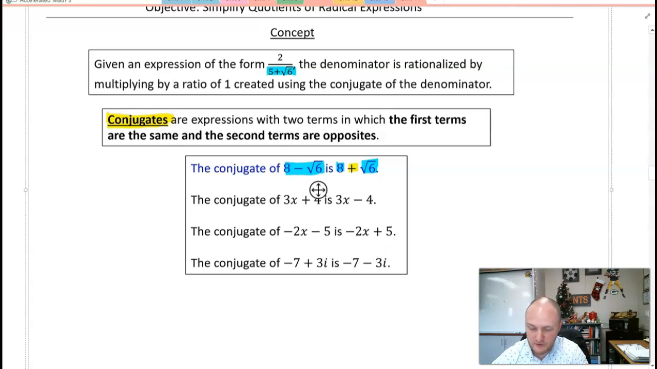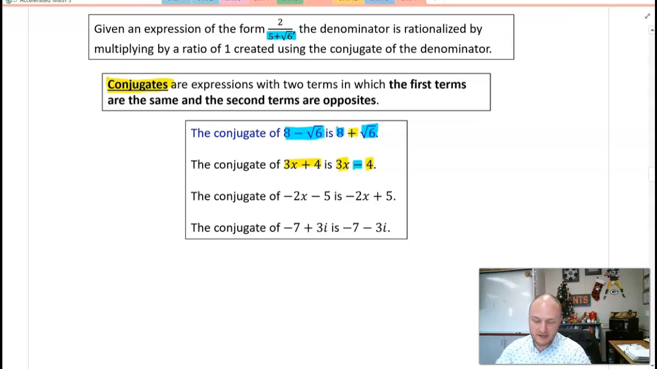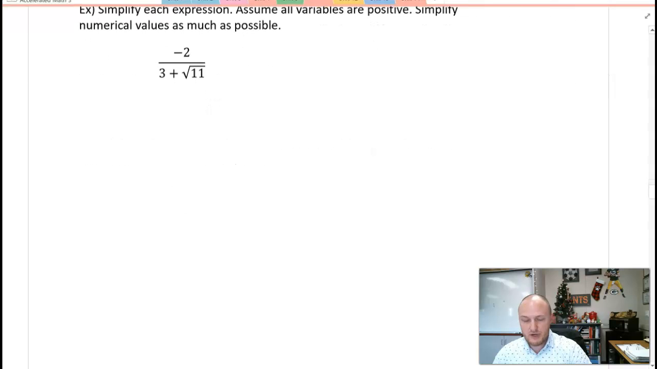All right, well, how about for 3x plus 4? Again, the 2 terms are the same, 3x and a 4, except the sign changes. Instead of a positive, now it's a negative. And here are 2 more. Negative 2x minus 5, its conjugate is negative 2x plus 5. Again, the same 2 terms, negative 2x and 5, except pay attention to the sign of the second term. It switches. And this also applies for imaginaries as well, as we have an imaginary example here. All right, so let's go ahead and practice.